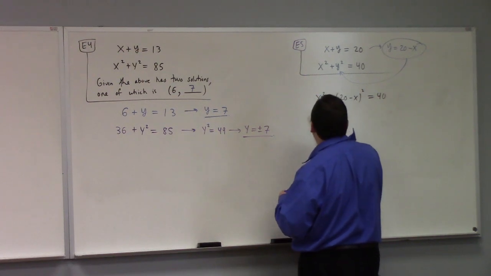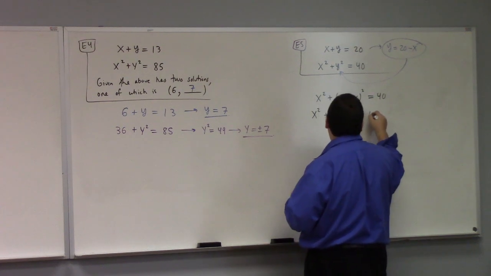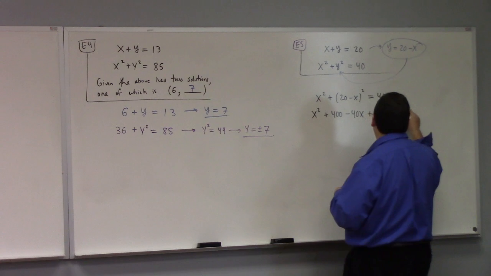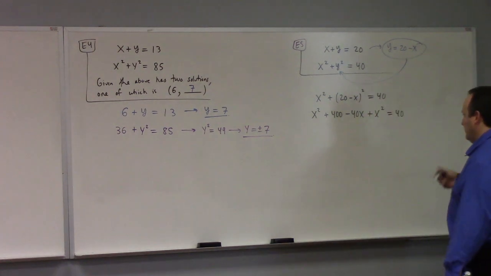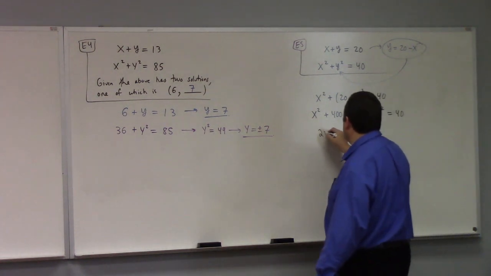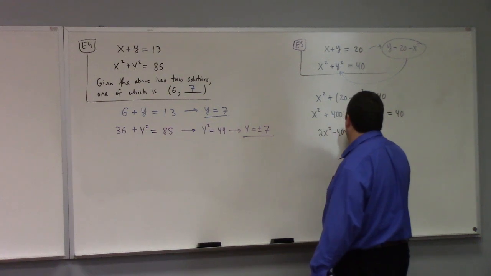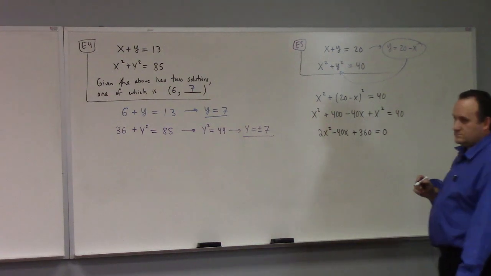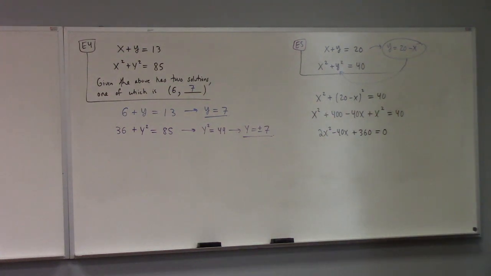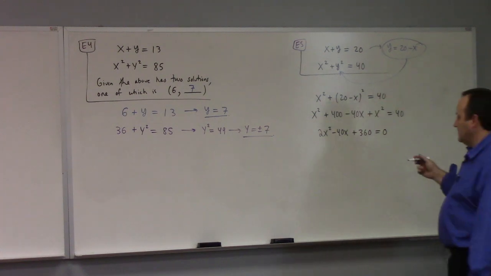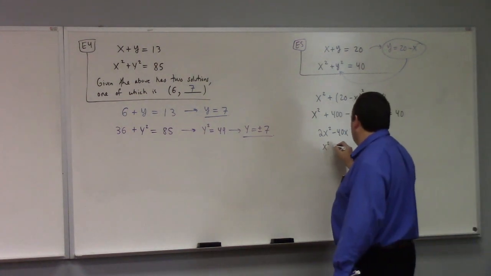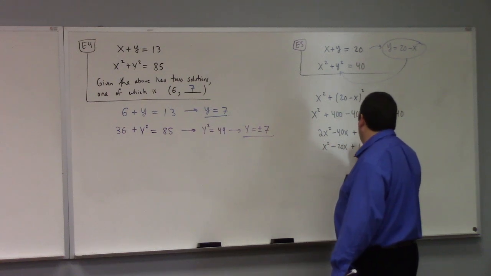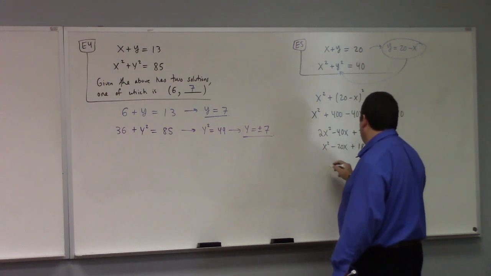Now multiply that out. We've got x squared plus 400 minus 40x plus x squared equals 40, which gives me 2x squared minus 40x plus 360 equals 0. Well, this is a quadratic equation, so we can solve it, right? We'll divide by 2 to make things nicer, right? x squared... Then I can complete the square.